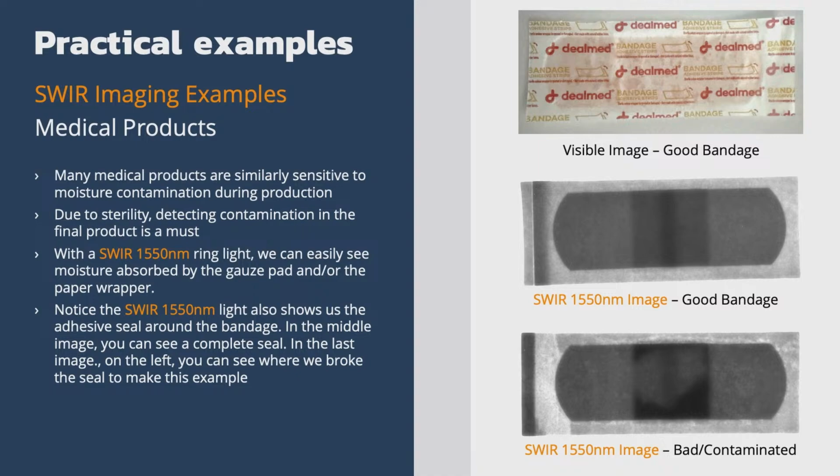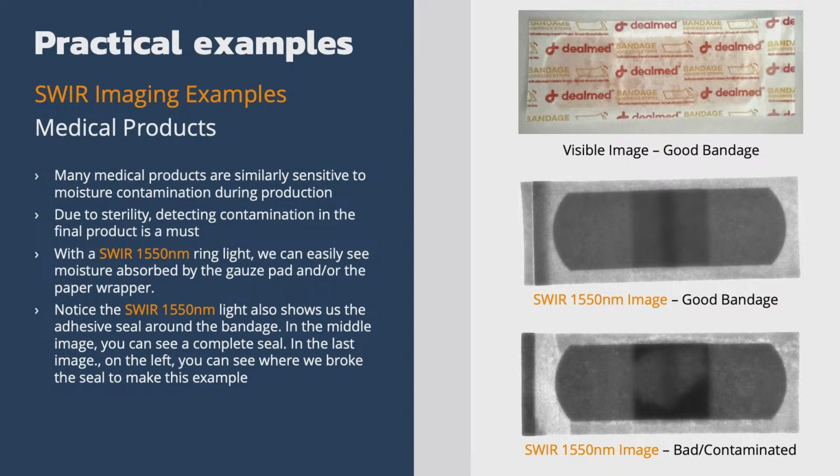Though the objects under inspection are different, moisture contamination in sterile medical products is in fact a problem during their production. In this example, you see very simply a packaged Band-Aid. But Band-Aids must be dry, they have gauze pads, they're in a paper package as we're all familiar with.